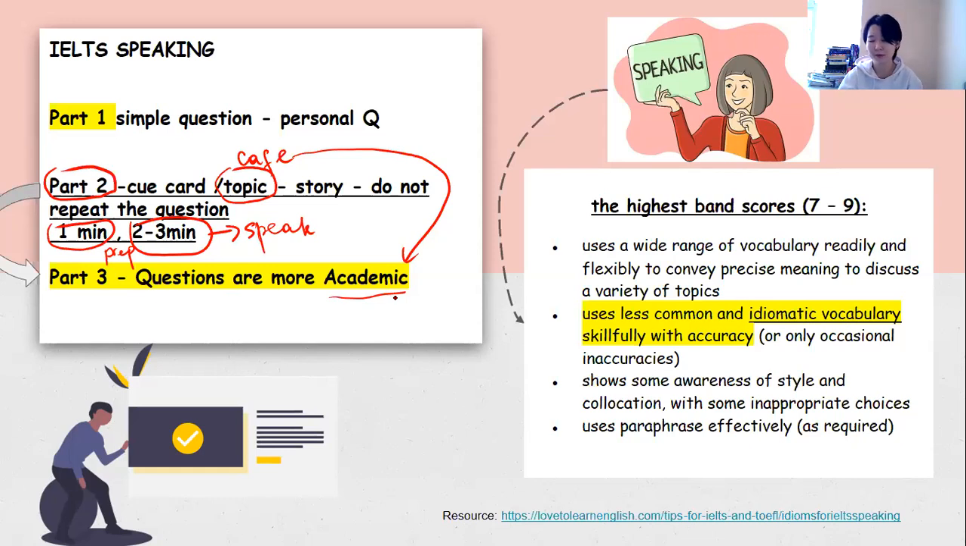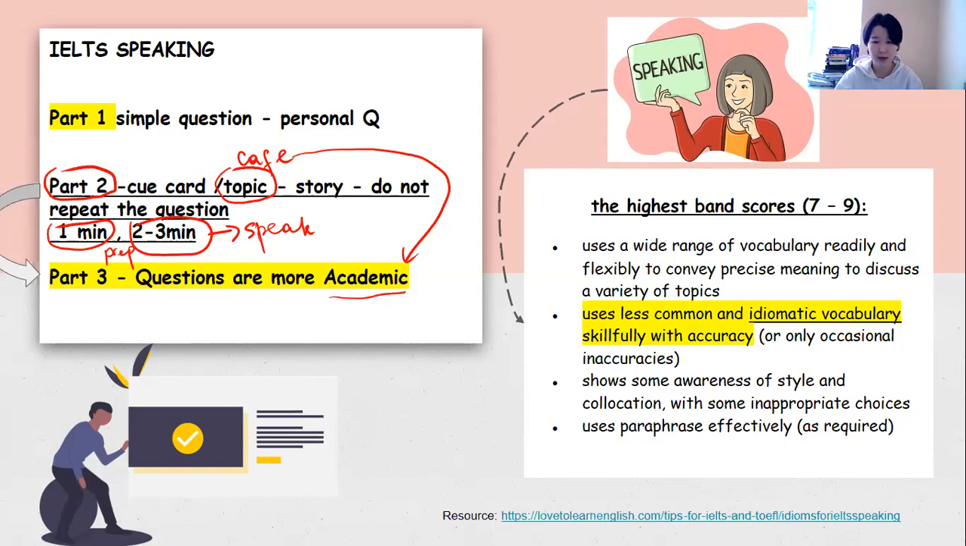They will be academic questions like, why do people in your country tend to visit cafes or restaurants? Do people in your country usually visit restaurants? Or how often do people take orders from restaurants and cafes? You see, it's a more academic question, but still the topic is about cafes and restaurants.